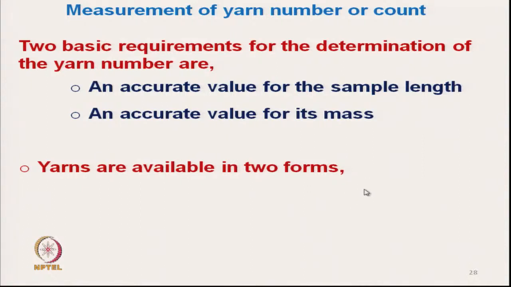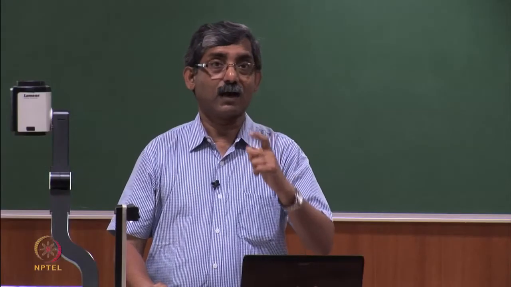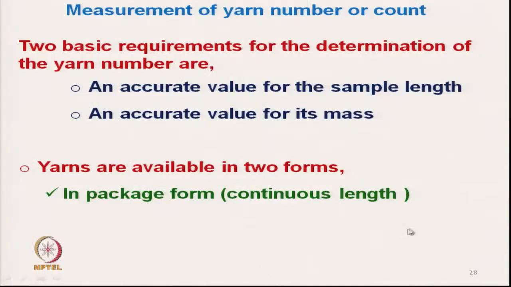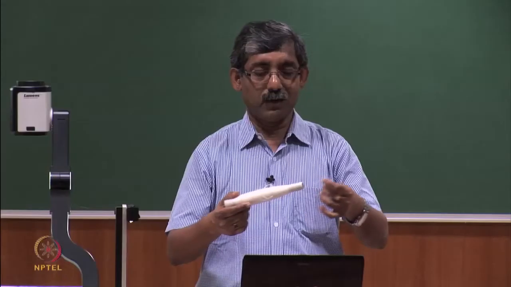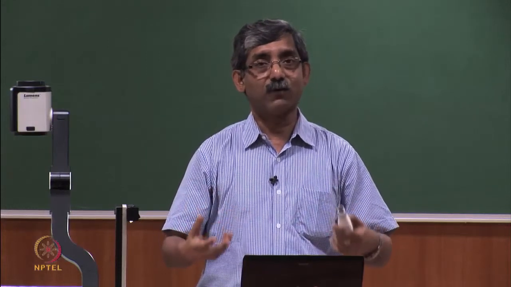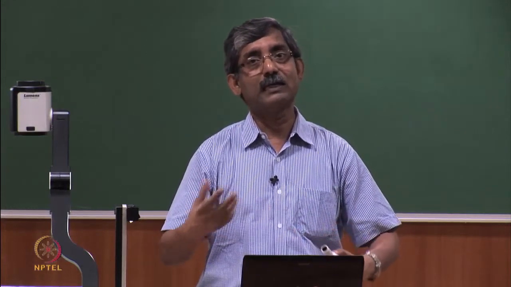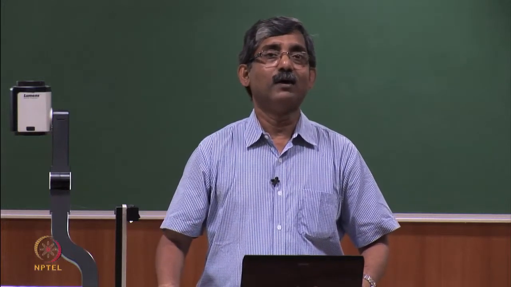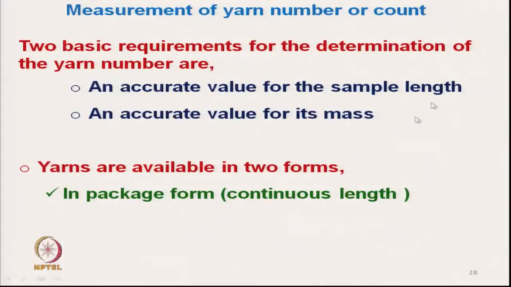For measuring count, the yarns are available in two forms. One is a continuous form, another is in cut form, small length. In package form, longer lengths are available, for example in bobbin form, and in cone or cheese form, longer continuous lengths are available. In this case, we can measure the count by using different measuring techniques.